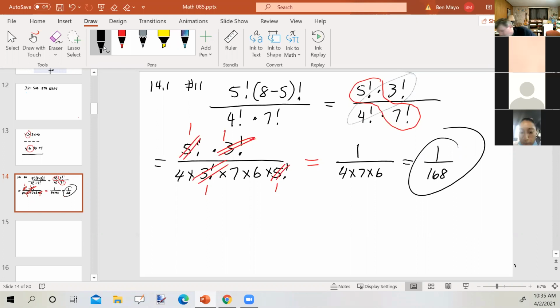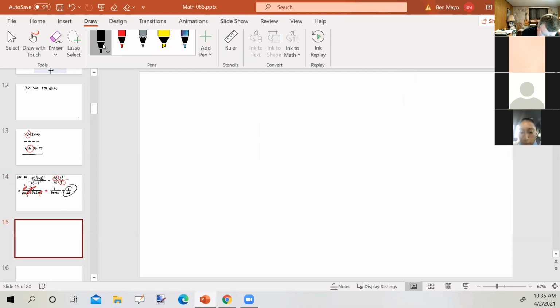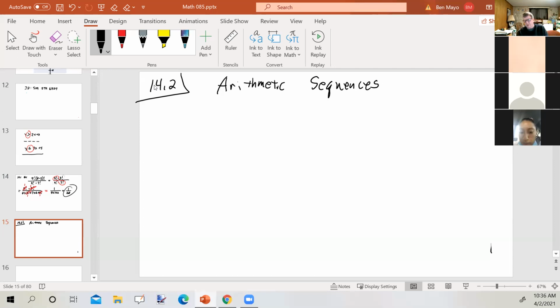Then we're going to go on to section 14.2, and we're going to look at what is called, put my glasses on so I can read, arithmetic sequences. Okay, arithmetic sequences. All right. Now, an arithmetic sequence is a sequence of numbers, one right after the other, that have certain properties.